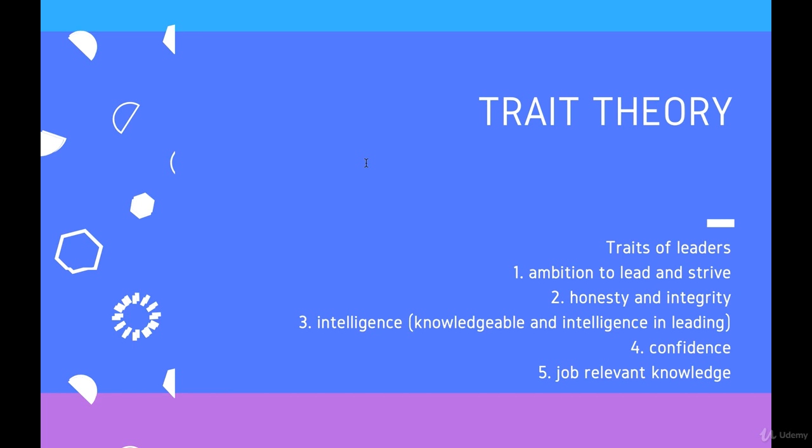The number 3, intelligence. So being knowledgeable and intelligent in leading. There's a massive difference between those two. The trait theory focuses on these two and basically says you have to be knowledgeable in the field that you're in, but you also have to have certain intelligence in leading. So you have to know how to lead. And there is one very important factor: knowledge alone will not make you a leader. But if you have intelligence in leading and you're knowledgeable, it is quite likely that you will become a leader.